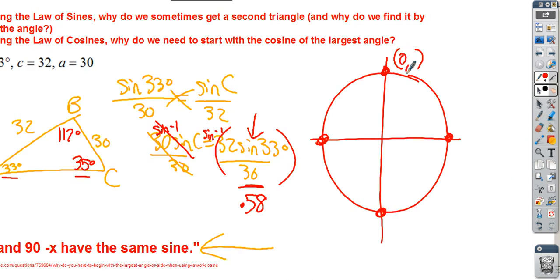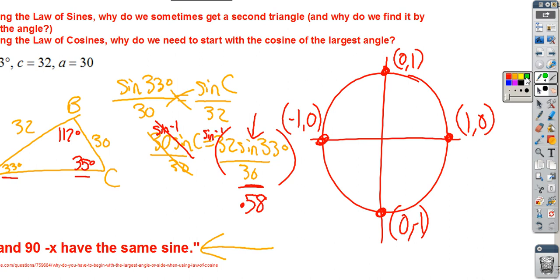So that coordinate is x is 0 right there, and y is 1. Down here, x is 0, y is negative 1. Here, x is 1, y is 0. Here, x is negative 1, y is 0. So sine, remember that sine is the y coordinate. So this right here, that's the sine, and that's also the y coordinate. Where does the y coordinate equal 0.58?